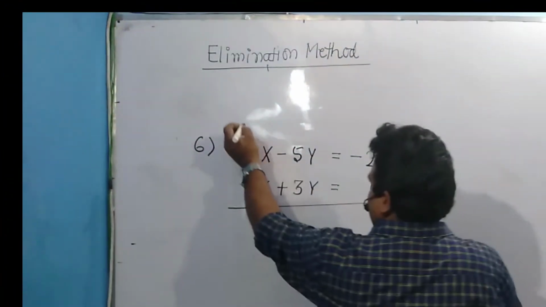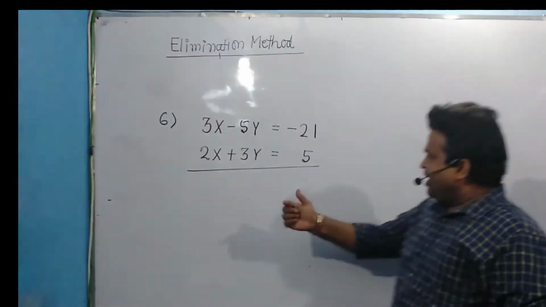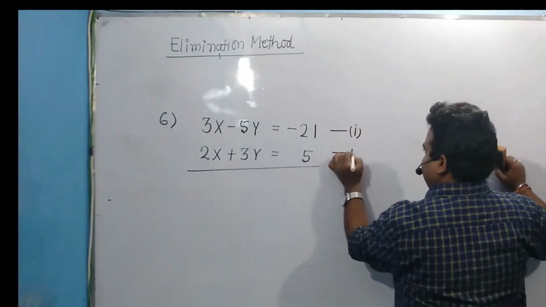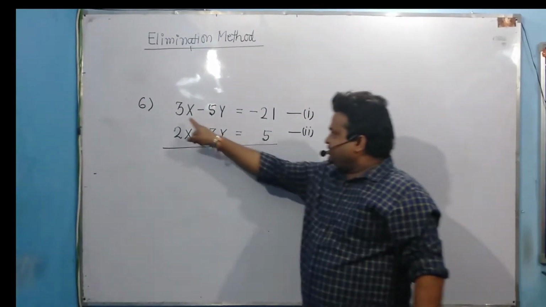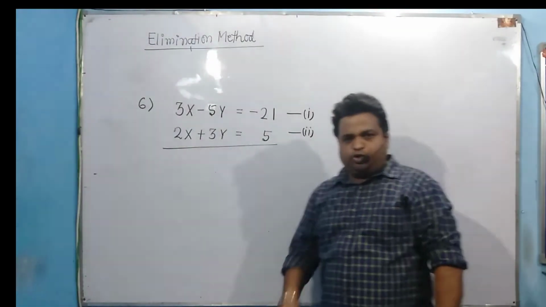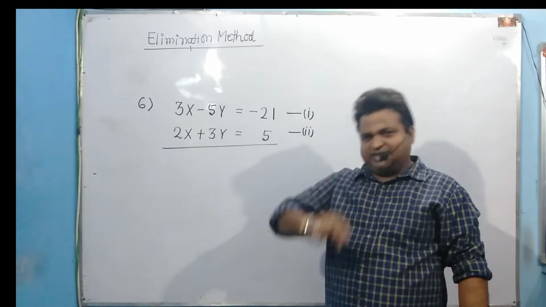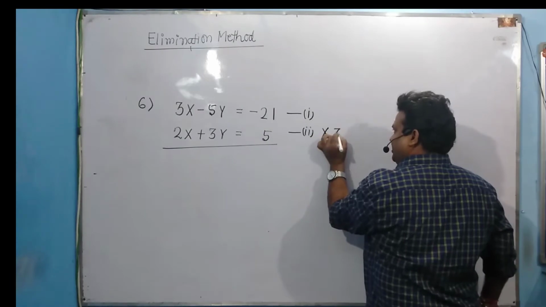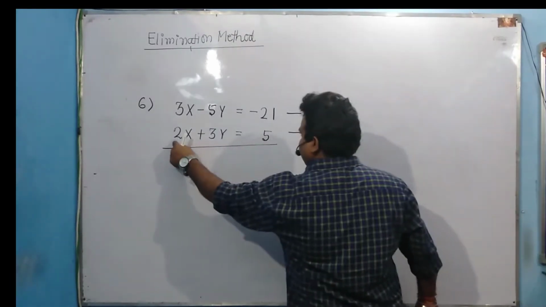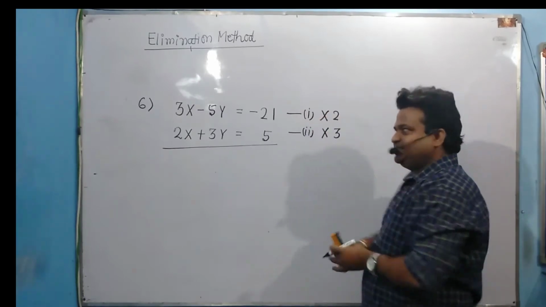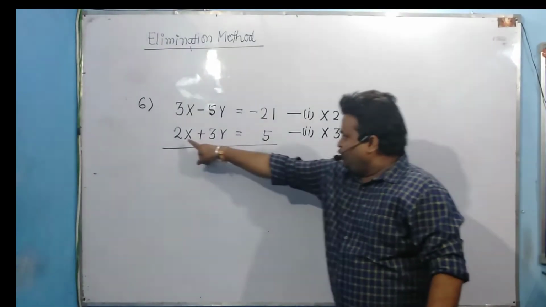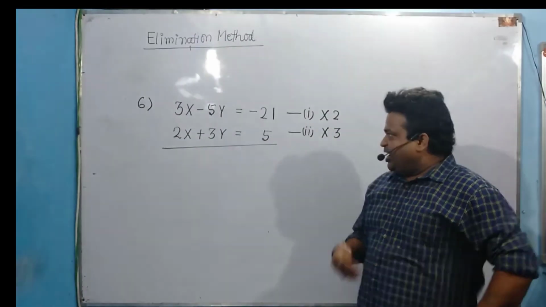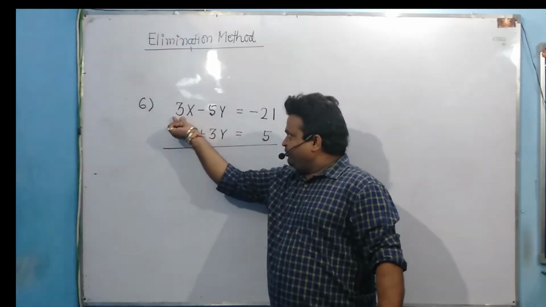So my first solution is based on making my x coefficient equal. What is the step? This is my equation number 1, this one is my equation number 2. To make this x coefficient equal, this is 3, this is 2, you need to multiply by 3 and 2 in reverse order. Since this is 3, multiply 3 in the second equation, and this coefficient 2 multiply in the first equation. Just interchange these values. By doing this, the x coefficient becomes 6.